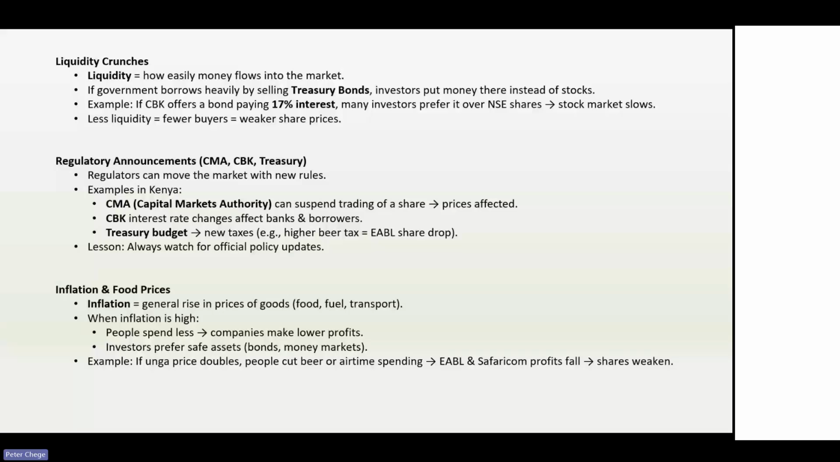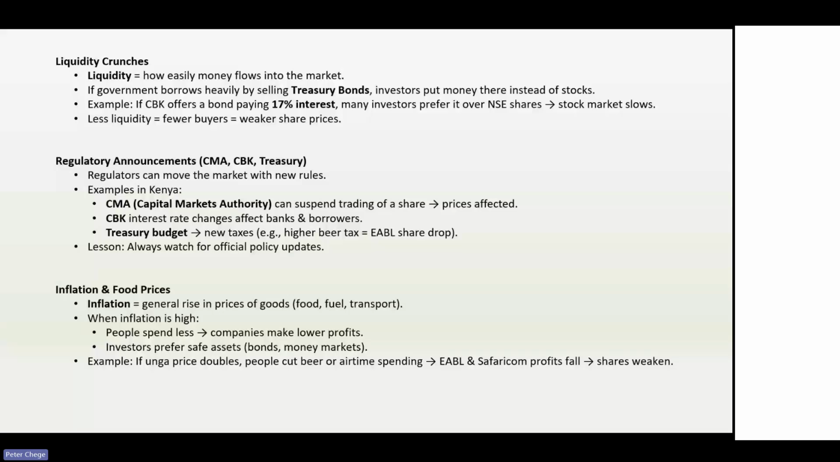So regulatory announcements can have an effect on the market. They can move the market with new rules. Like when they suspend shares from trading, you find all of us panic. They suspended Transcentury because of a court case. They suspended Mumias again because of politics in Western and also court cases. And they suspend these in your interest so that you don't lose your shares.